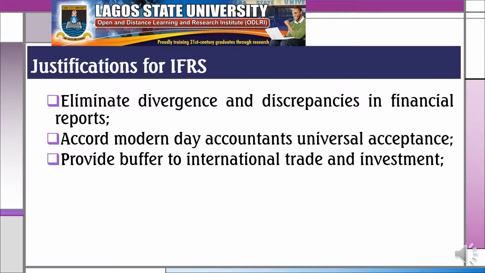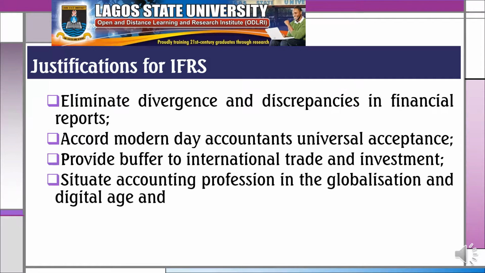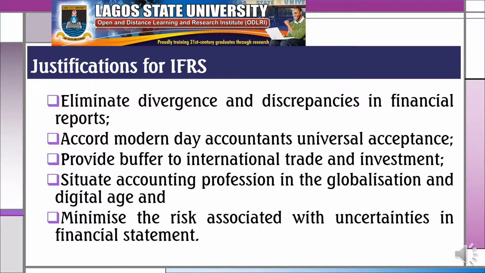And in the countries where the standards have been employed, there are very strong pieces of evidence that IFRS has helped to achieve this. So IFRS helps to situate the accounting profession in the globalization and digital age, so that we are not left behind. And lastly, it helps to minimize the risk relating to uncertainties in financial statements. So these are some of the 5 cardinal justifications for IFRS.